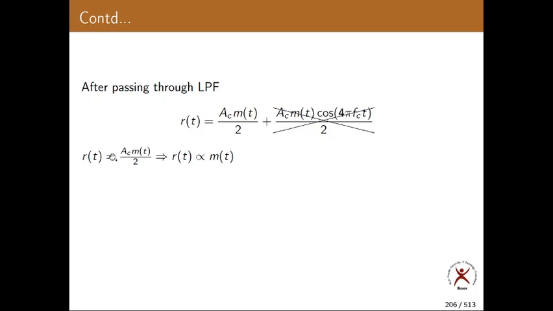Okay. So AC by 2 is a constant. So finally, the output of the demodulator is proportional to the input message signal. So that is the basic concept of demodulation, which means you recover your message signal successfully.